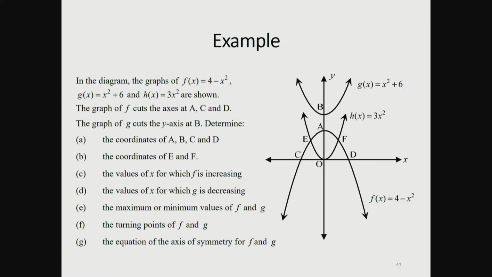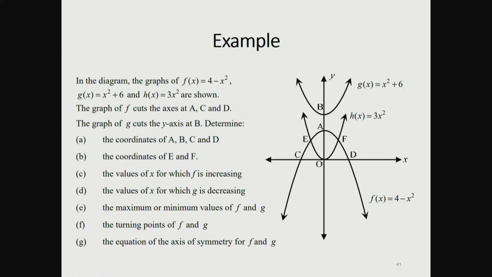Now, the graph of f cuts the x-axis at a. What is this one here? It's a y-intercept. Note that you immediately indicate this is a y-intercept. And how do I determine the y-intercept? I let x to be 0. C and D are the x-intercepts. I'm still talking about f. The graph of g cuts the y-axis at B. Right. They are saying now, determine the coordinates of A, B, and C.